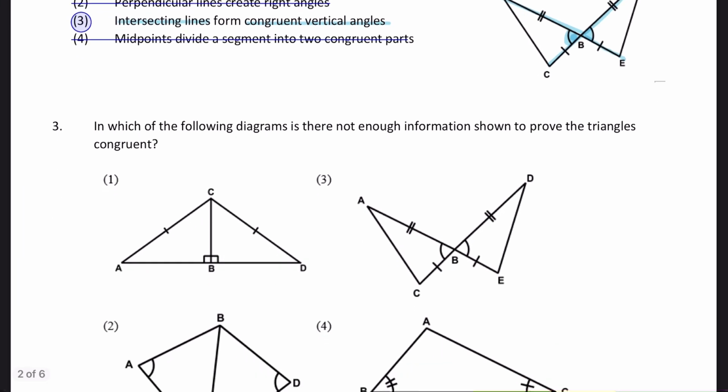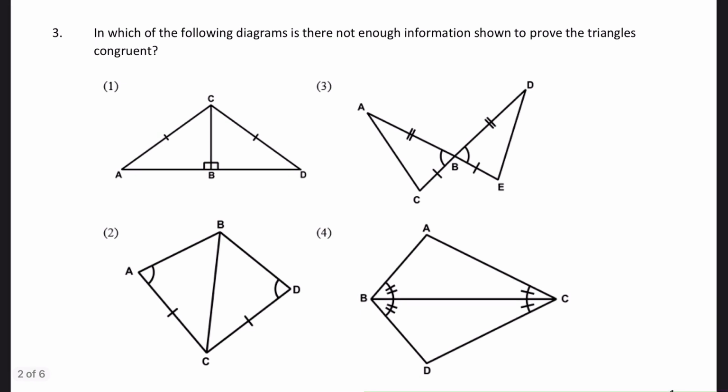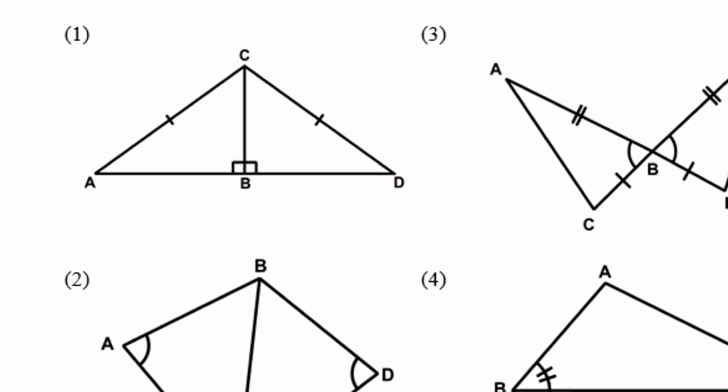All right, example number 3. Example number 3 says, in which of the following diagrams is there not enough information shown to prove the triangles congruent? So this is really important because oftentimes it gets forgotten that it says not enough. And that's really important because the first one you're going to see is enough information, and you might get all excited and circle that. So let's talk about why it is enough information.